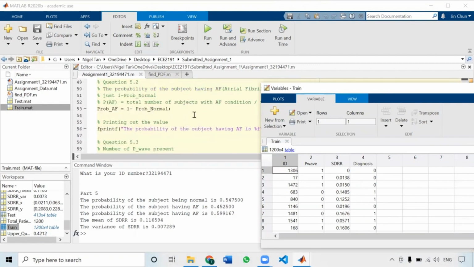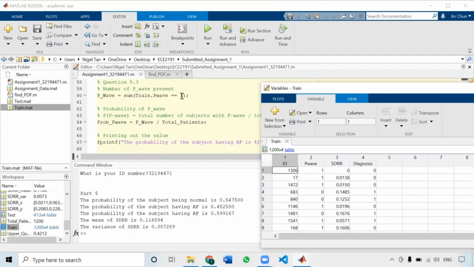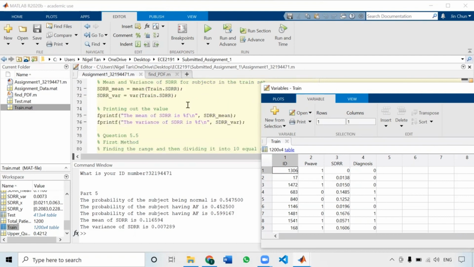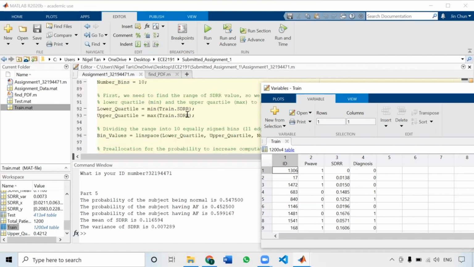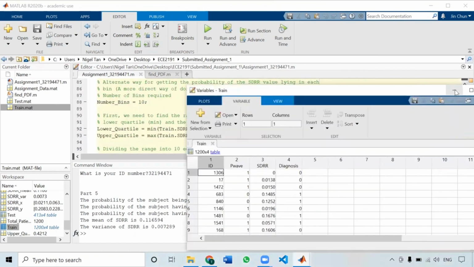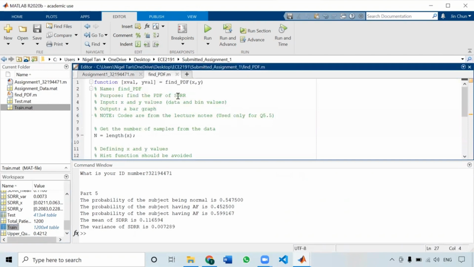Also the same concept applies for all of these questions. For train.pwave equal to 1, you just get the values. And for here, we just use the built-in mean and variance functions. And here, this is the code that we got from the lecture notes.